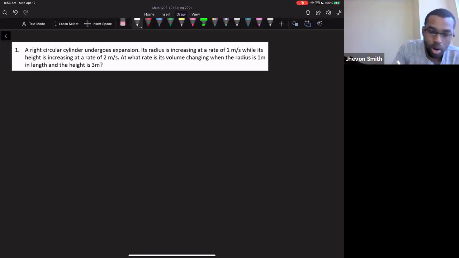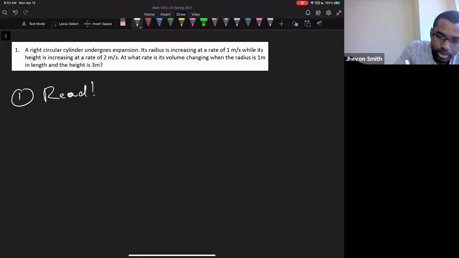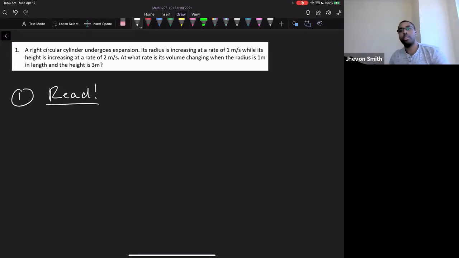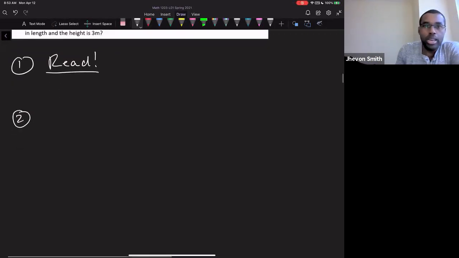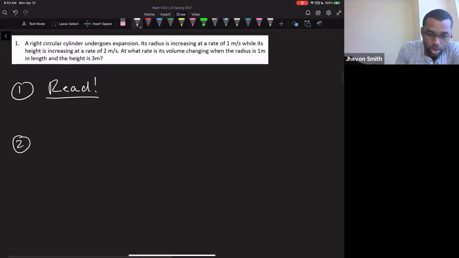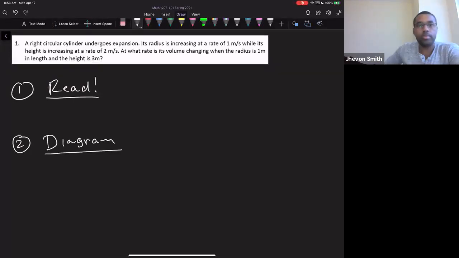In fact, step 1 is to read. It's an important step. Reading is fundamental. Step 2. So now that we have read, we are going to want to draw a diagram. Okay. I want to put the questions up on the other screen here.